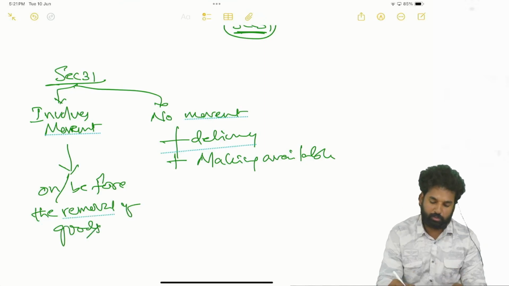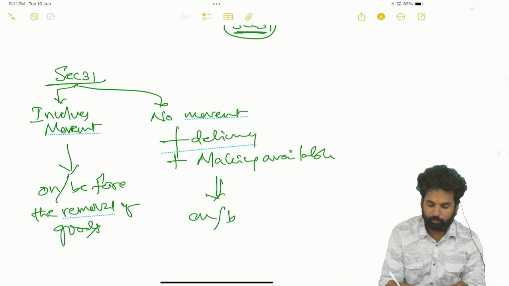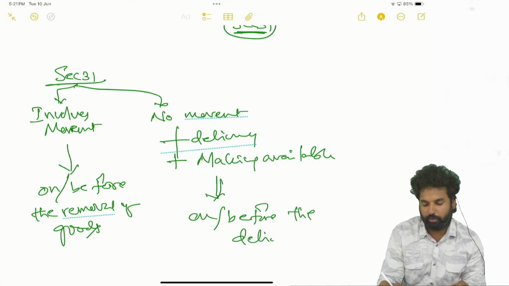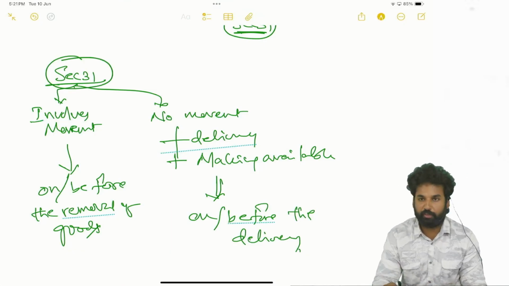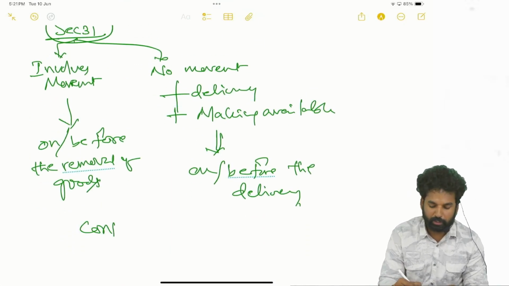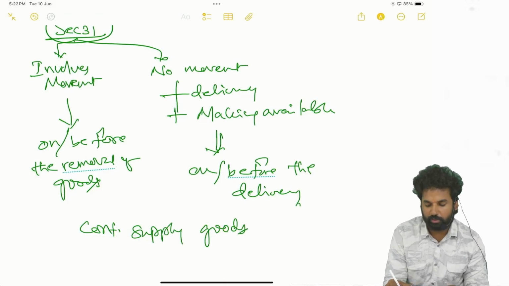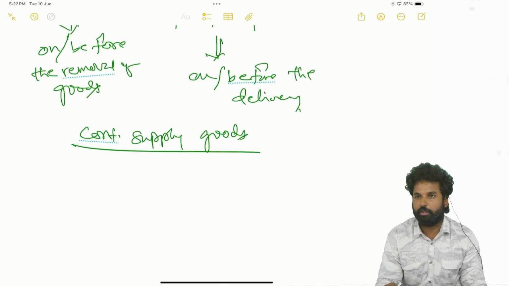Okay, so on or before the delivery. Correct? Okay, right. So under this section 31, with respect to continuous supply of goods, we have seen the last date for issue of invoice. Correct? Due date for issue of invoice.